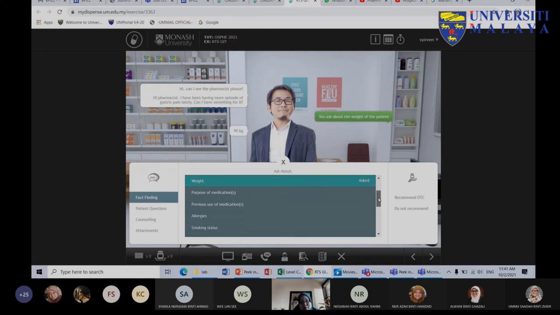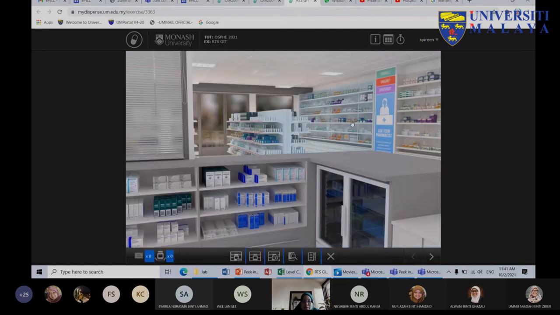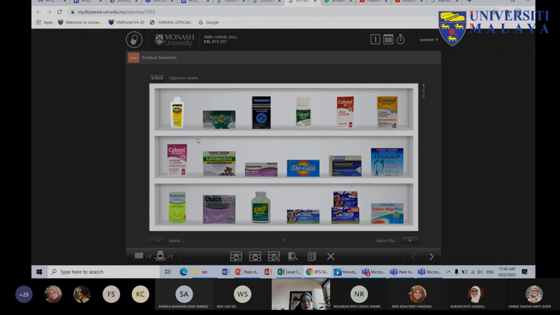Then previous use of medication. This is just where I mentioned all this, okay? Then at the same time, what is the age, whether the patient is smoking, okay? Then at the same time, you can also look at the shelf and choose the medication from the shelf. Let's say, for example, you're looking at digestive health. So these are the medications that the students can choose to give to the patient.